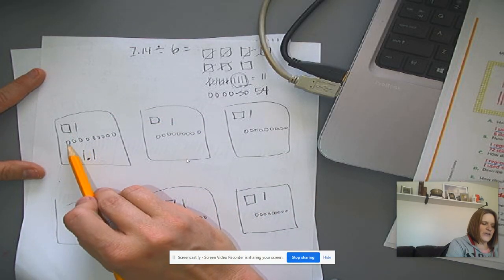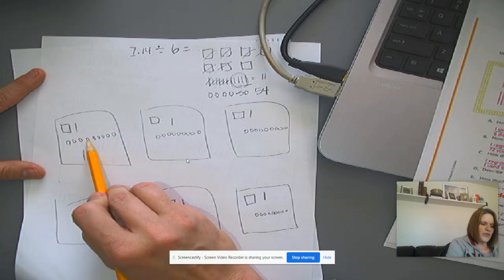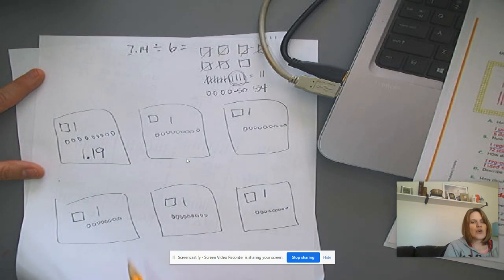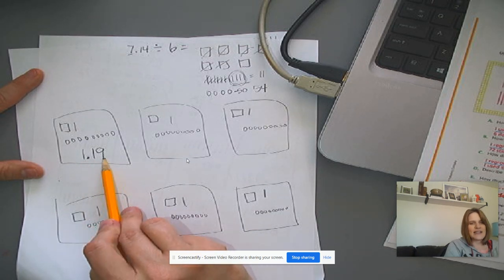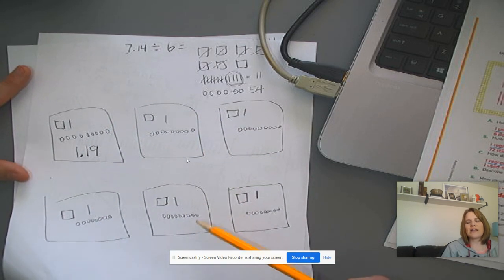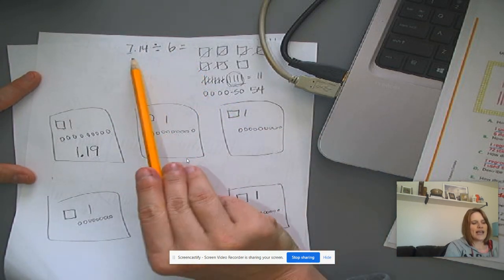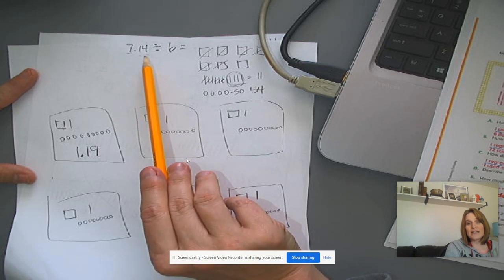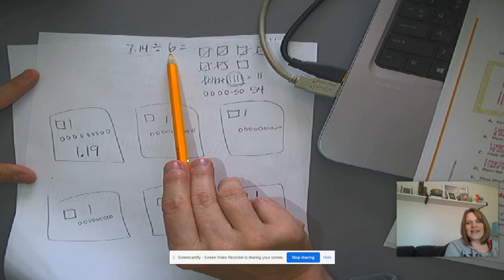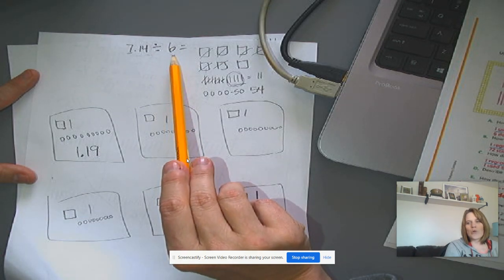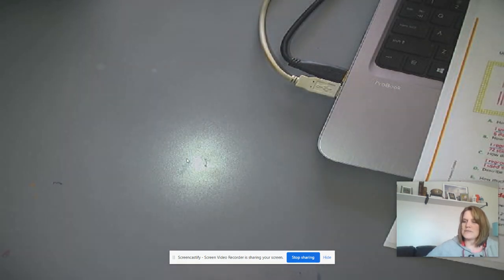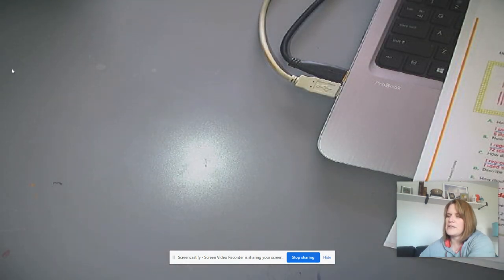1 and then do we have any hundredths? 1, 2, 3, 4, 5, 6, 7, 8, 9. Yes, I do have 9 hundredths. So my answer is 1 and 19 hundredths. Okay, do you see how a visual model can help us divide? We're in decimals, so we're taking a whole plus part of a whole, and we're dividing it into groups, whole groups. That's what we're doing.